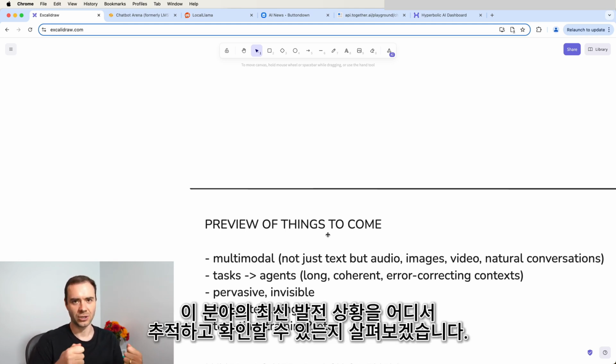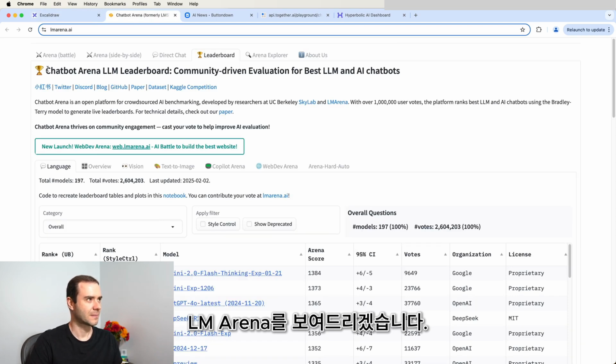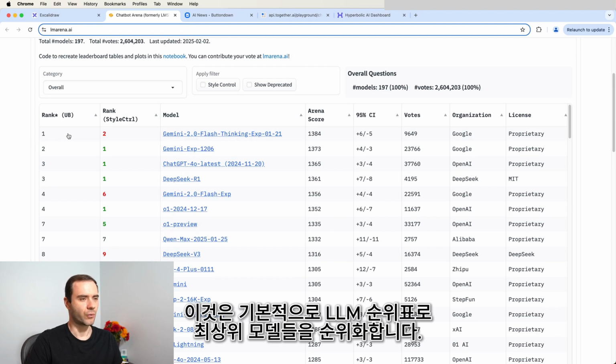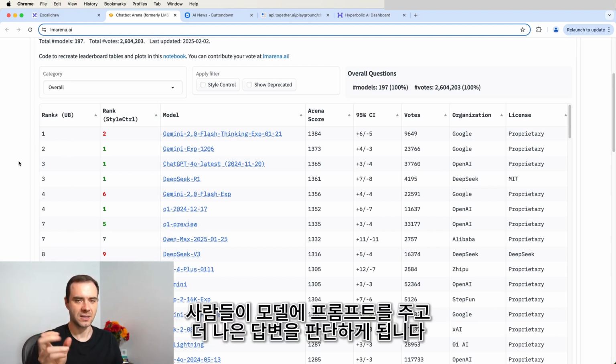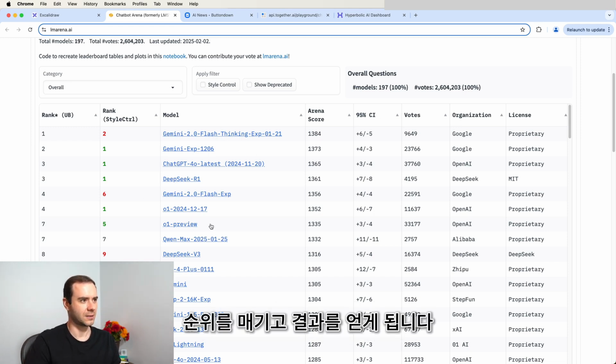Let's now turn to where you can actually keep track of this progress and be up to date with the latest and greatest of what's happening in the field. So I would say the three resources that I have consistently used to stay up to date are, number one, LM Arena. So let me show you LM Arena. This is basically an LLM leaderboard, and it ranks all the top models. And the ranking is based on human comparisons. So humans prompt these models, and they get to judge which one gives a better answer. They don't know which model is which. They're just looking at which model gives the better answer. And you can calculate a ranking, and then you get some results.